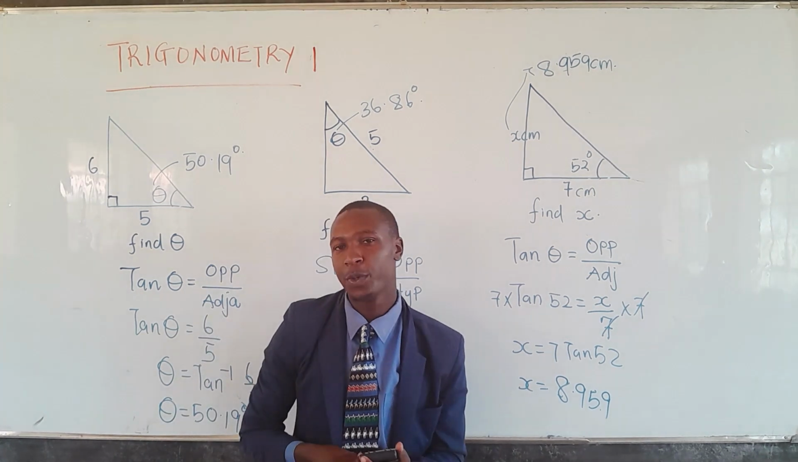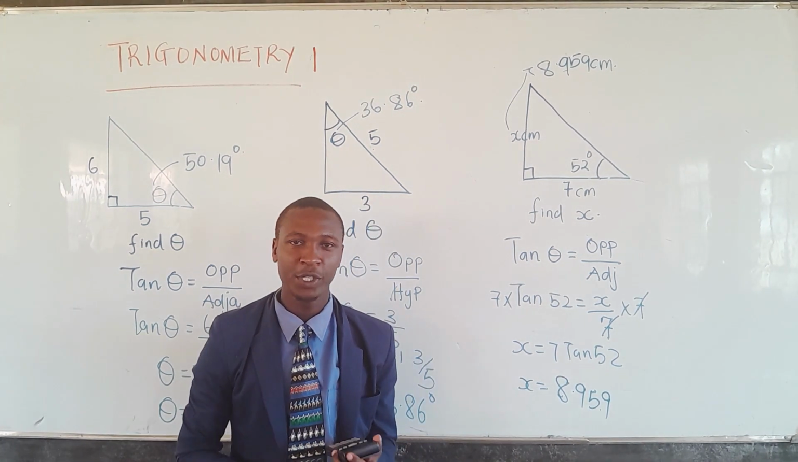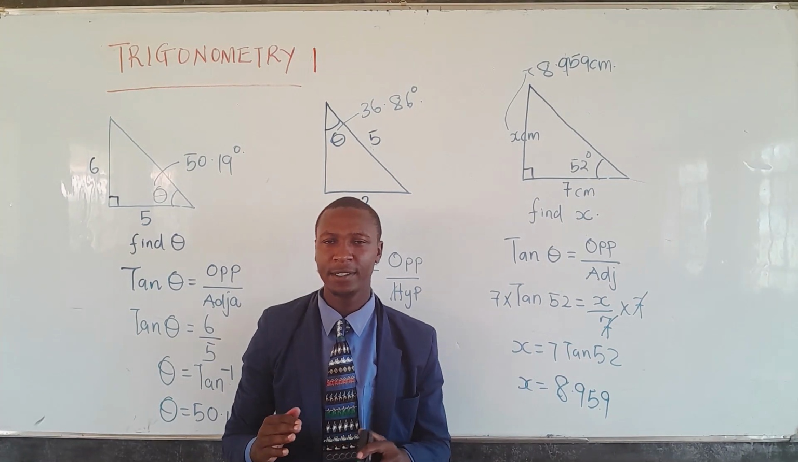So that is how we apply the 3 ratios to find the unknown lengths.